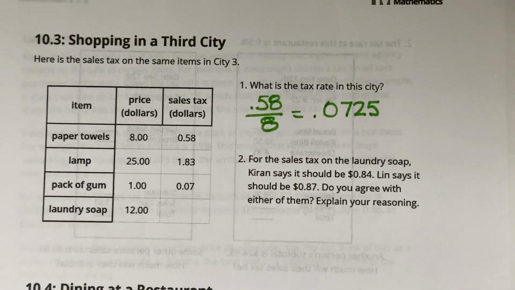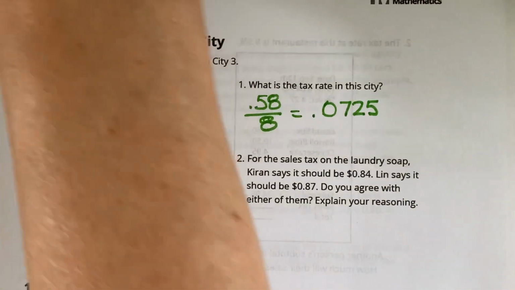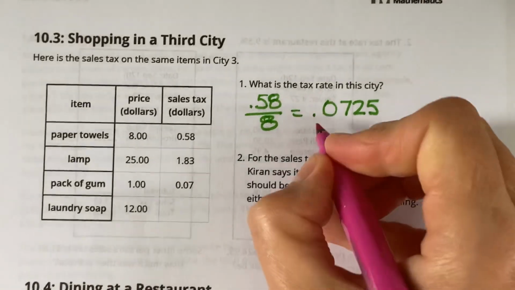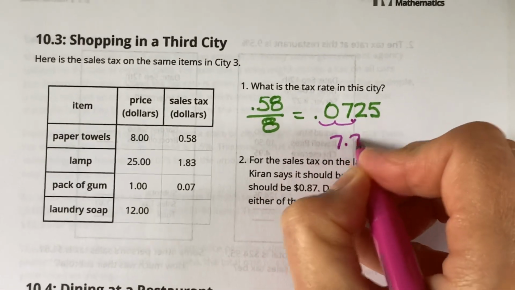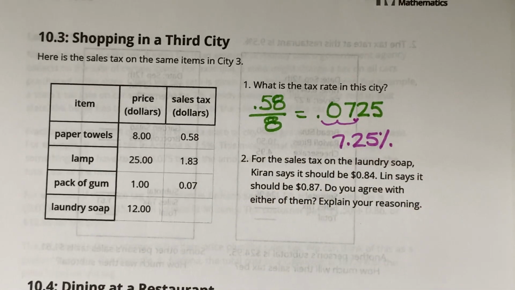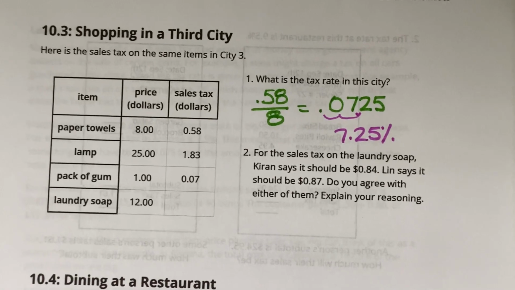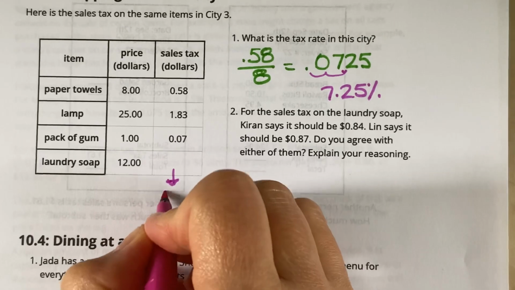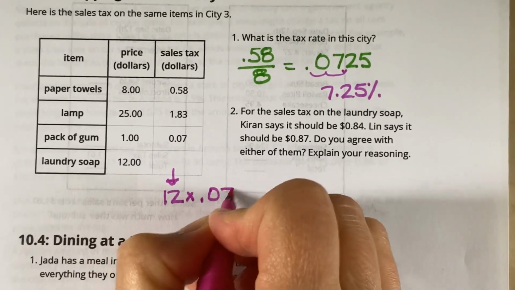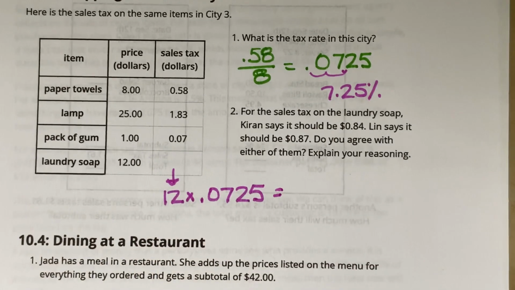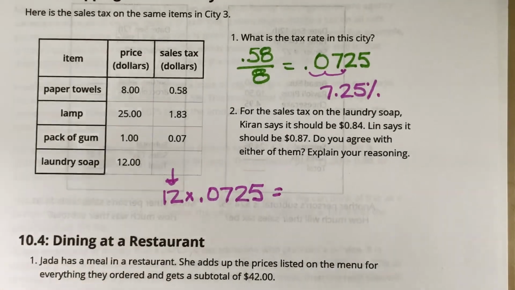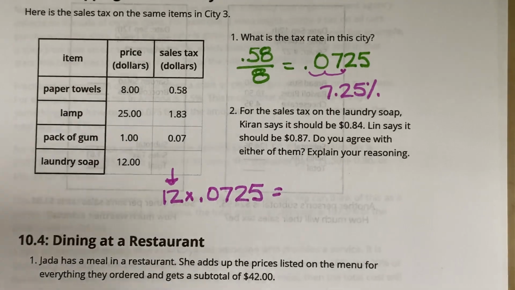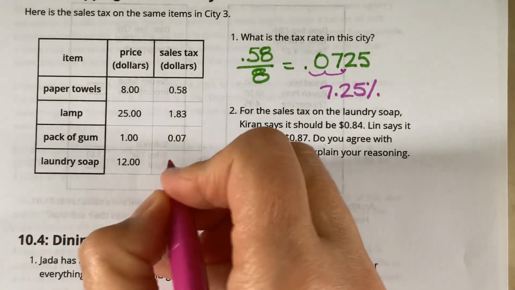0.0725. I want to change that to a percent, even though I don't really need the percent for my problem right now, but I'm still going to change it to a percent. I move that decimal 1, 2, so it'd be 7.25%. That's my sales tax rate, okay? So what it's asking me is, if I know my laundry soap was $12, I'm going to do 12 times 0.0725, okay? So 12 times 0.0725, and I get 87 cents.